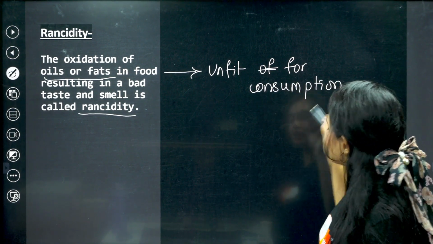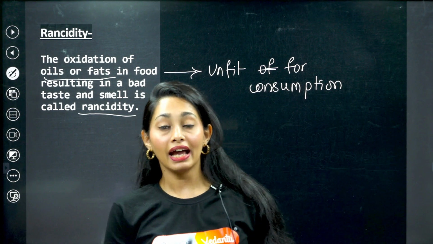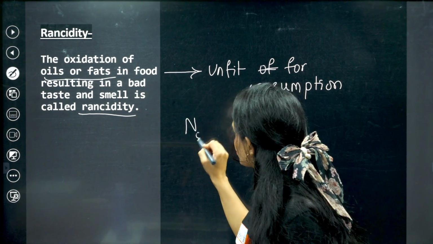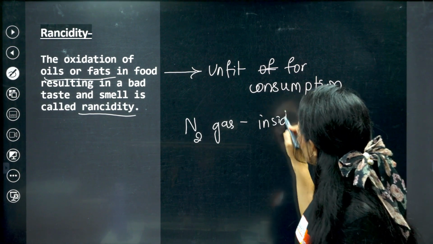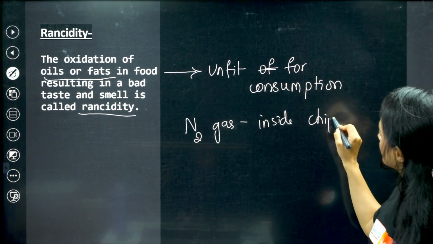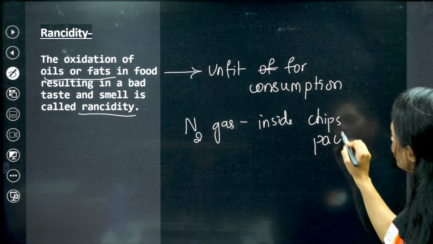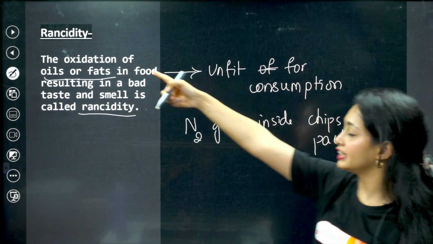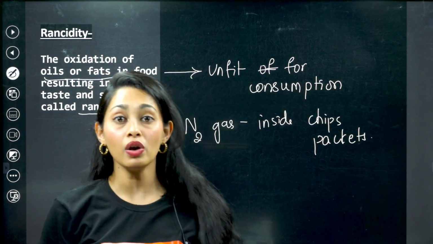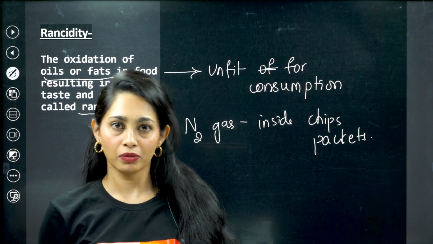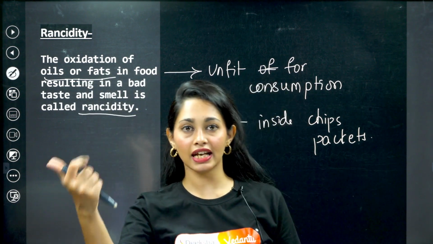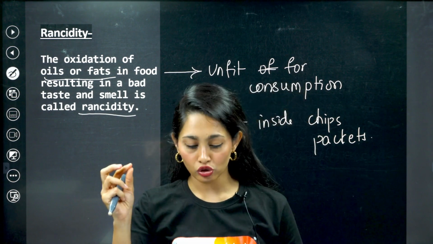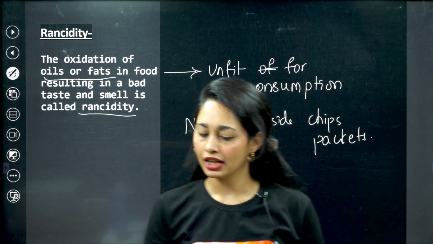Packing the food properly. And nitrogen gas can be used inside chips packets in order to avoid this oxidation, because nitrogen is not going to react that readily with oxygen. So these are the natural processes, rancidity as well as corrosion. These two topics are extremely important.